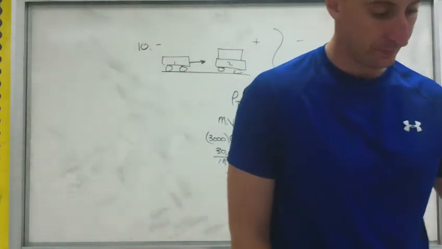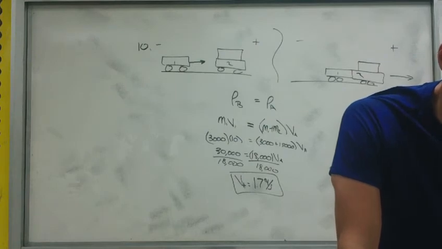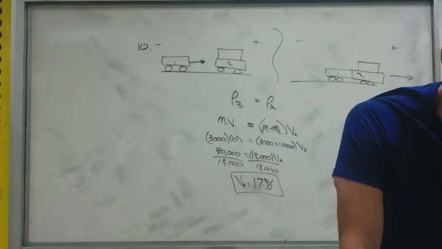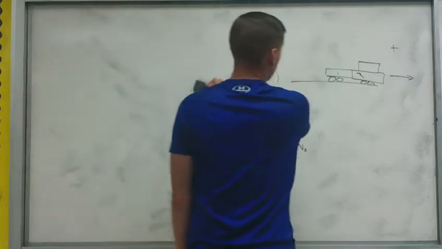Okay? All right. An astronaut whose mass is 80 kilograms carries an empty oxygen tank with a mass of 10 kilograms. He throws the tank away from himself with a speed of 2 meters per second. With what velocity does he start to move off in space? Okay, so let's go ahead and draw this.